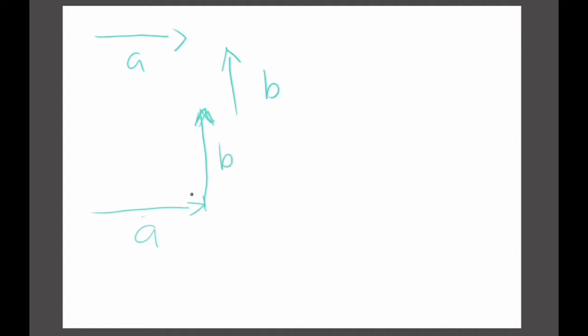There. So to get the resultant vector, starting from the initial position to its final position, that's where we can get the resultant vector.